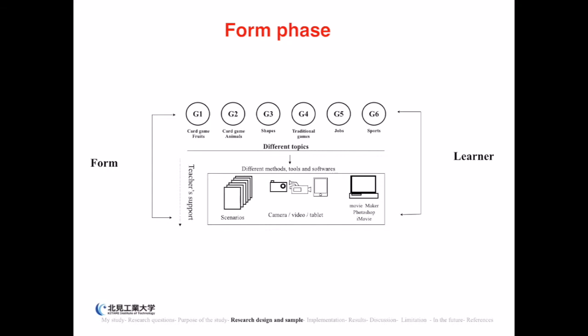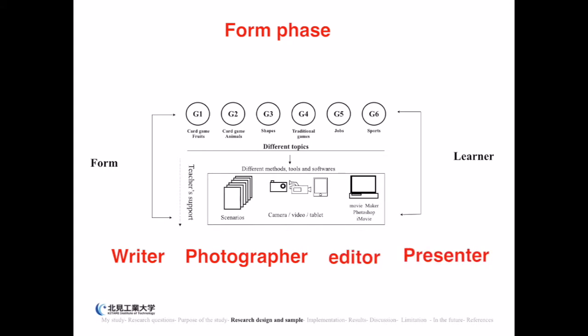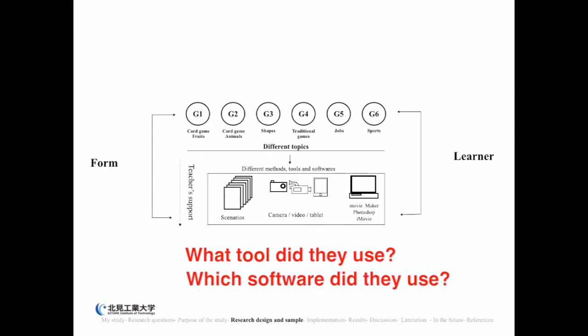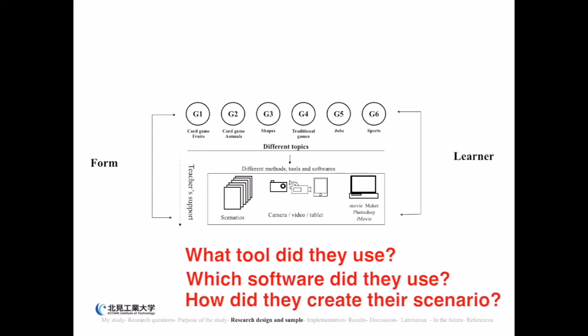Roles are divided among members such as writer, photographer, editor, and presenter. In this stage, the opportunity is given to students who are good at using IT tools to train their group members. Each group ends this phase with a final editing presentation on what tool they used, which software, and how they created their scenario.